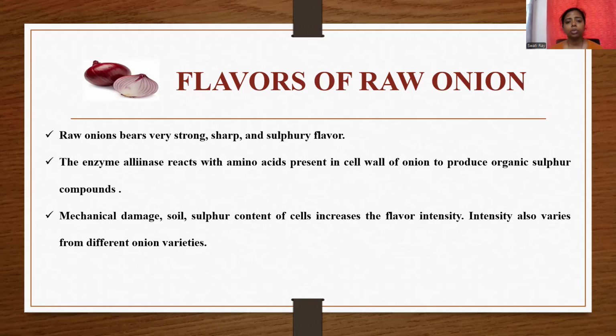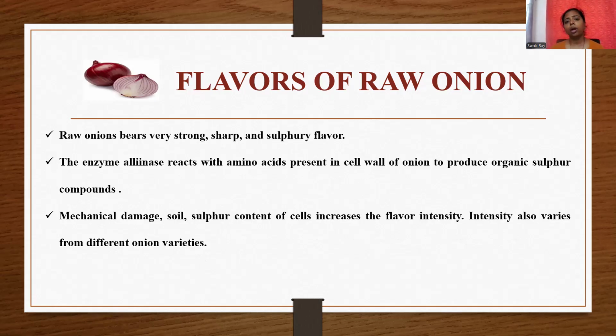the onion. So these amino acids and the alliinase enzyme react with each other to produce certain chemical compounds which actually come in contact with the lacrimal gland of the eyes and cause tears. So this particular organic sulfury note of the onion is obtained specifically due to this alliinase and amino acid reaction.